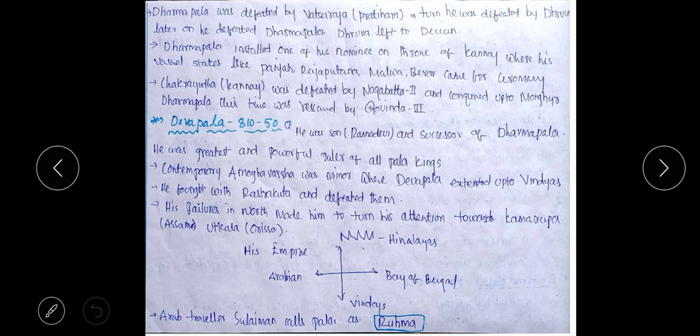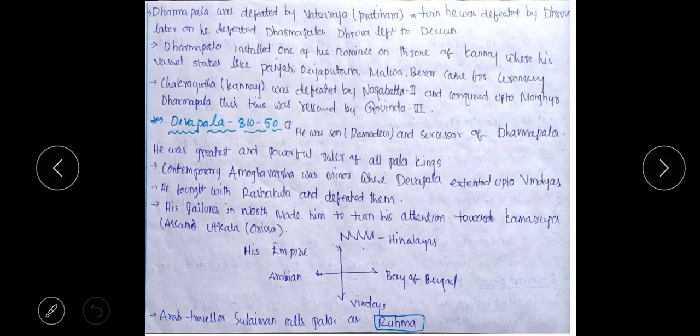You might be aware of where these dynasties ruled. The Gurjara Pratiharas ruled in the western part of India, present-day Gujarat and the inland area, and the Rashtrakutas in the Deccan. The Deccan comprises parts of Maharashtra, Karnataka, and Andhra Pradesh.